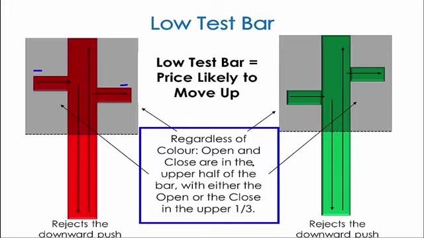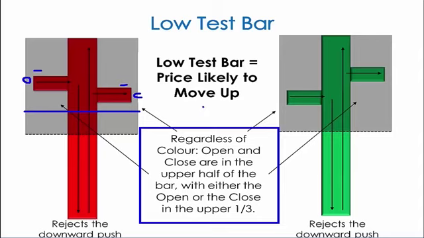Now, the next part is usually what catches people out and usually what confuses people. So just make sure you understand this clearly. Either the open or the close in the upper third. Now, if I draw a third line on just so we can see, looking at this, either the open or the close, or in fact both of them, could be in the upper third. But at least one of them needs to be in the upper third. Looking at this, we can clearly see both the open and the close in the upper third of the bar. And that's what makes this into a low test bar.